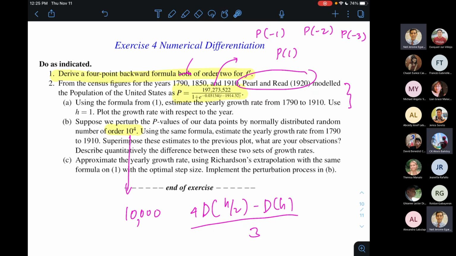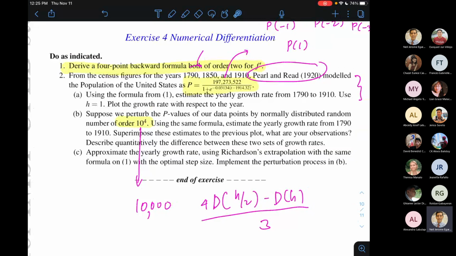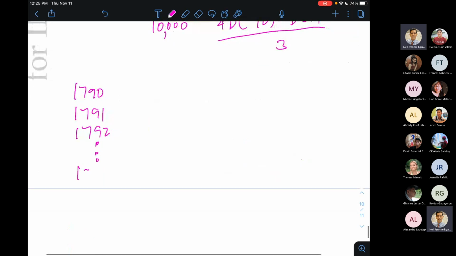Yeah. Kasi ang gagawin nyo ay estimate the yearly growth rate from 1790 to 1910. So ang maging idea rito ay kailangan yung gumawa ng table para kay 1790 hanggang 1910. Tapos ang step size daw ay 1. So gagawa kayo sa Excel ng 1790, 1791, 1792 hanggang 1910. Medyo marami-rami pala to. Tapos kukunin niyo yung P of T.